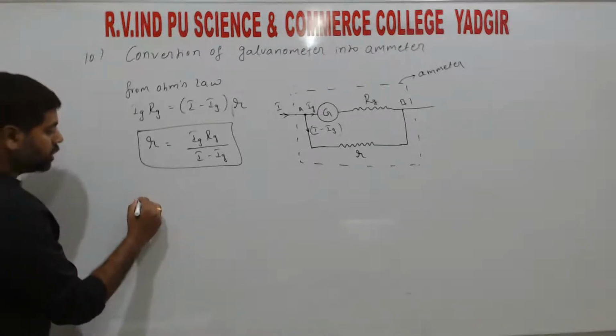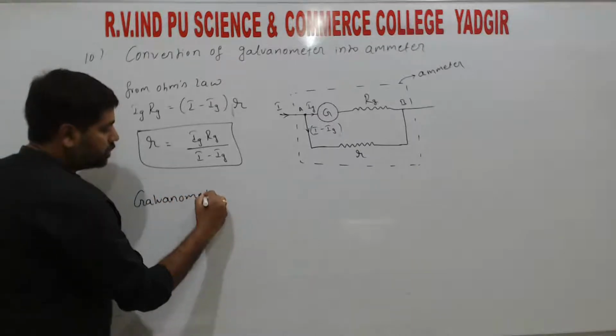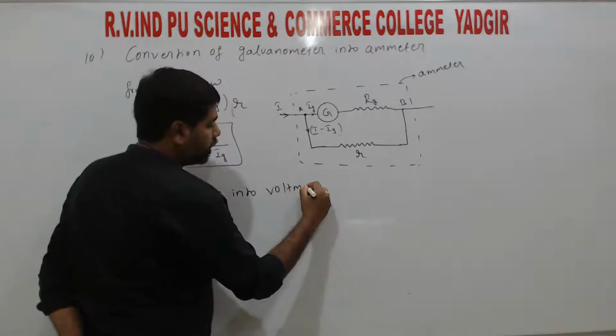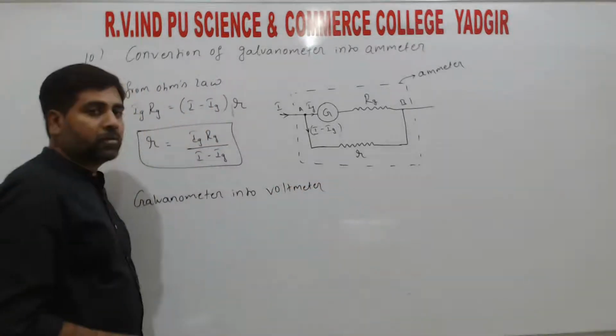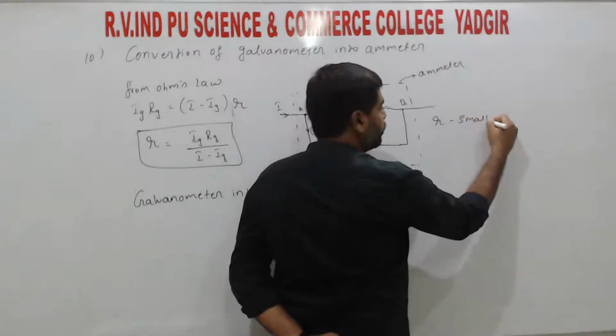So next thing, conversion of galvanometer into voltmeter, right? So here r is what? Small resistance.